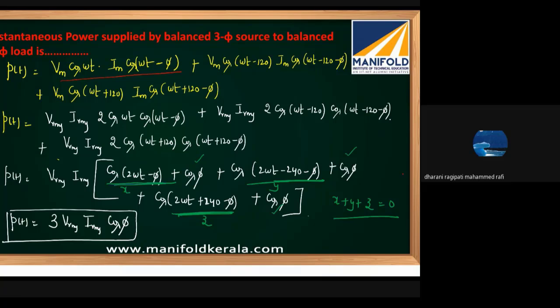Understand? So the instantaneous power supplied by a three-phase balanced source to a three-phase balanced load is given by this formula, that is 3 times Vrms Irms cos phi, where Vrms is the phase to neutral RMS voltage, Irms is the RMS phase current, and cos phi is the power factor, the cosine of the angle between the voltage and current.